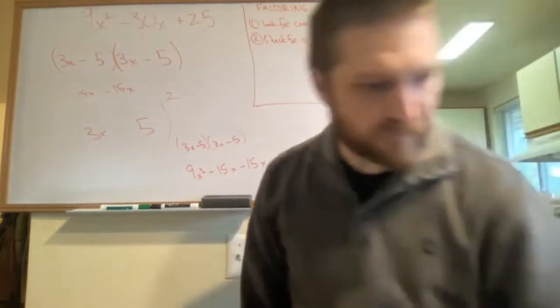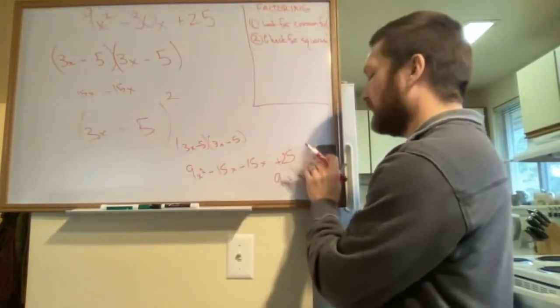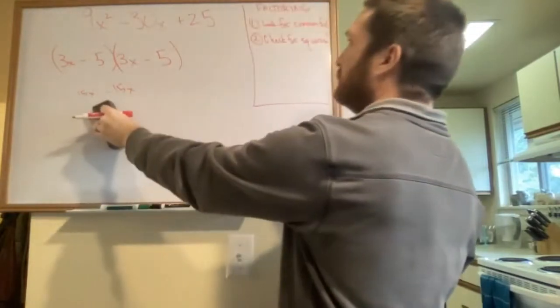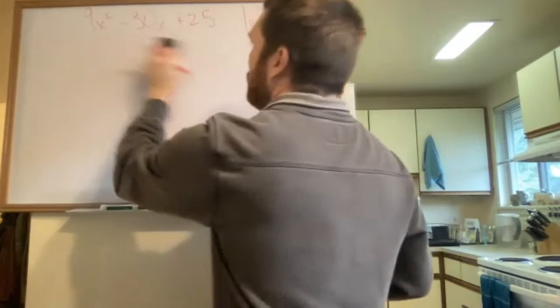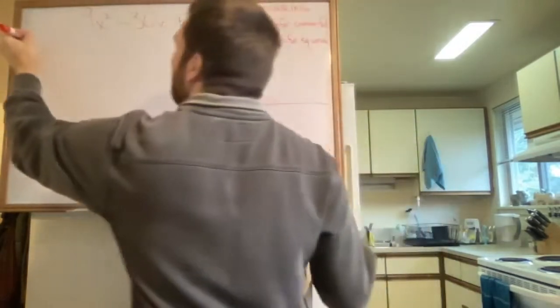Okay, so that's perfect squares. Now we have what this is. Oh boy, this is where it gets a little bit confusing. Okay, good to go? Yes. Okay. The difference of squares.